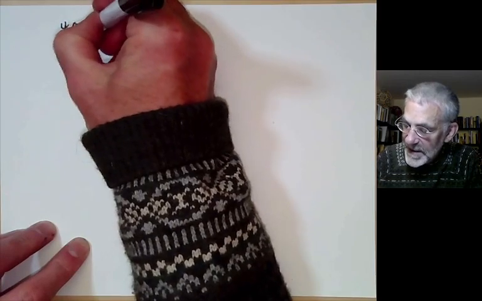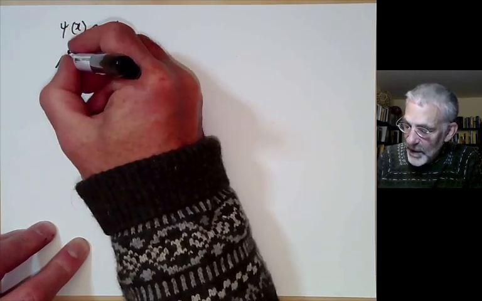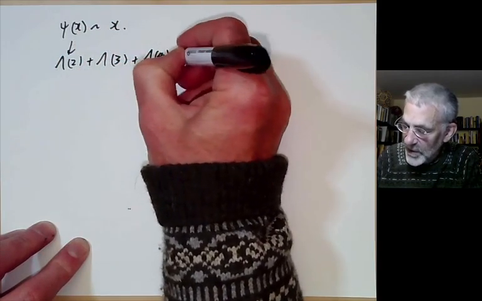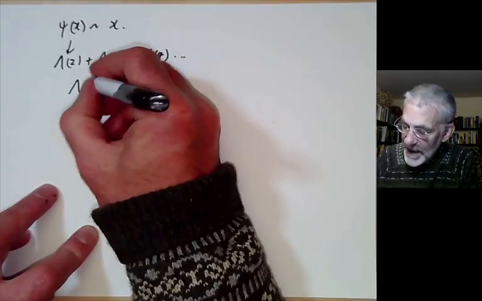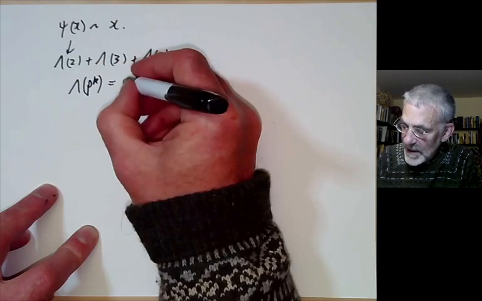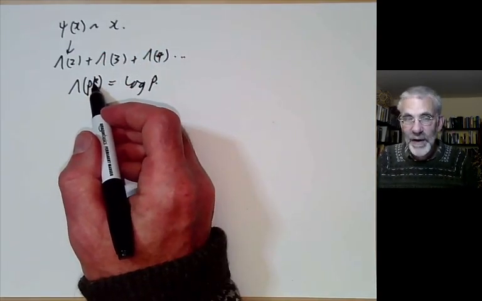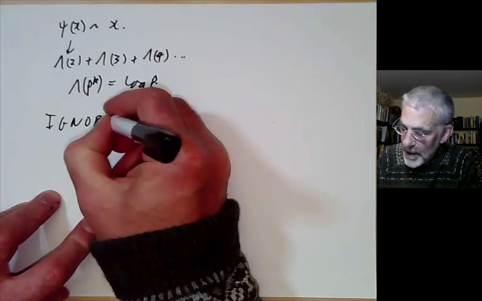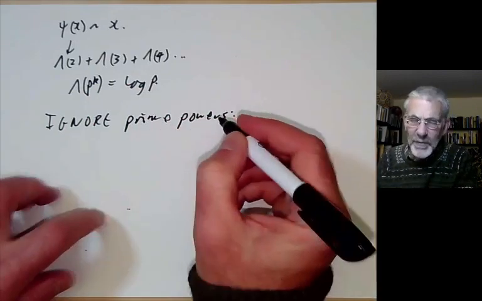So now we've got psi of x is asymptotic to x. And what's psi of x? Well, that's lambda of 2 plus lambda of 3 plus lambda of 4 and so on. And what's lambda of n? Well, lambda of p to the k is equal to log of p. So we've got a sum over primes, but we've also got a sum over prime powers. And now we notice that we can ignore prime powers. And that's because prime powers are pretty rare.